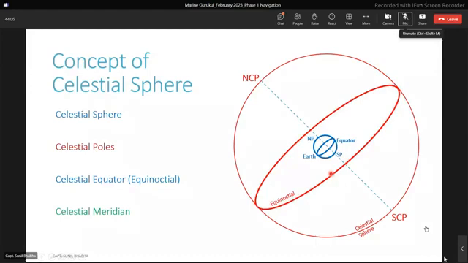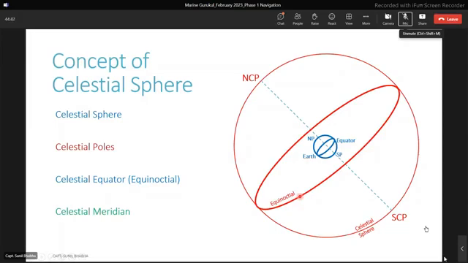Now for the longitude of any place on the surface of Earth, we use the meridian of Greenwich. We use the Greenwich meridian as our reference meridian, and we find out how much east or how much west of the Greenwich meridian that particular body is. Now on the celestial sphere, we have two references. One is exactly similar to Greenwich, which is the celestial meridian of Greenwich.